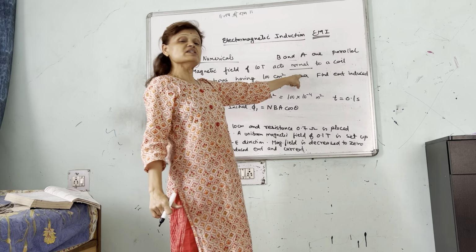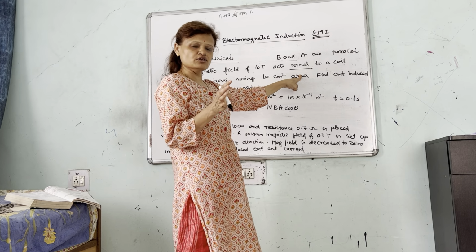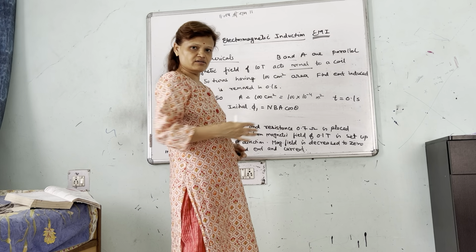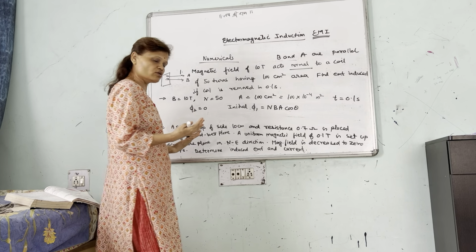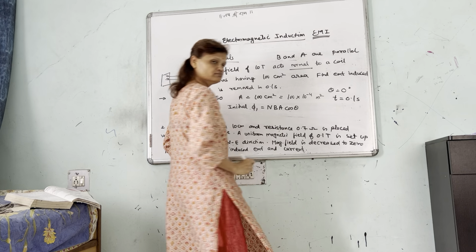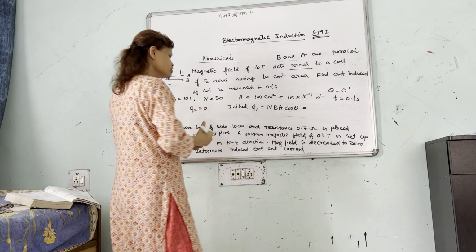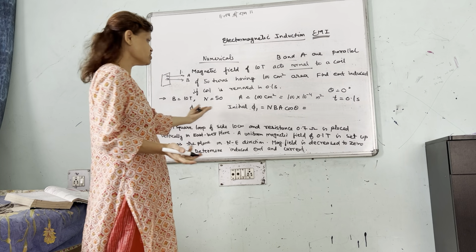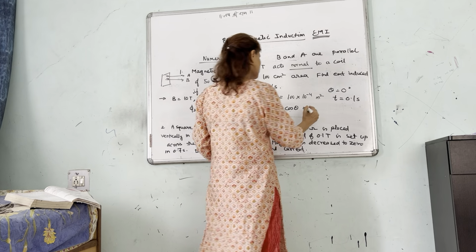So here you can make a mistake. Normally we directly consider 90 degree. No, normal to the plane of the coil. So but area is also normal. So theta will be considered as 0 degree. So now just substitute and you will find phi 1. You already have phi 2, then we will use the Faraday's law.